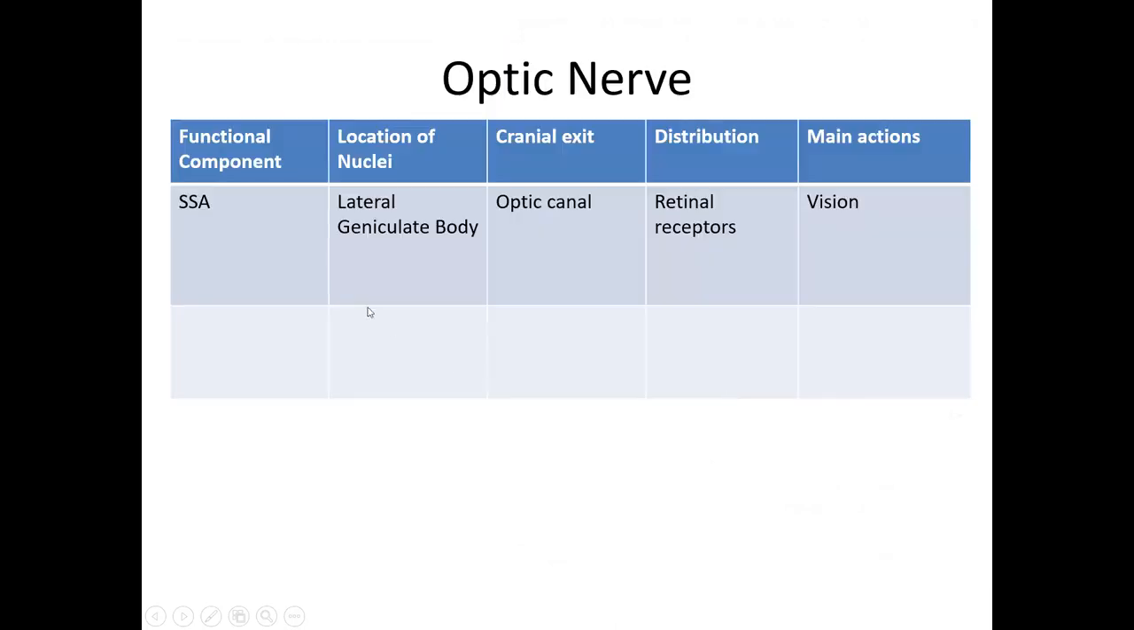So summarizing the optic nerve, the special somatic afferent is the functional component. The relay station is at the lateral geniculate body, where the last order of neurons will radiate to the occipital lobe. And then as a nerve, the nerve exits from the orbit through the optic canal, and the receptors are lying in the retina. And of course the main function is carrying the impulses of vision. So this is about the optic nerve.